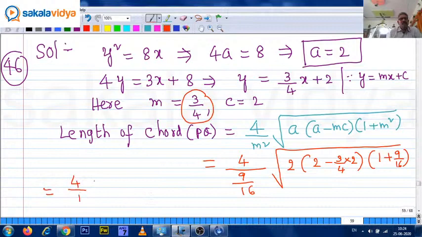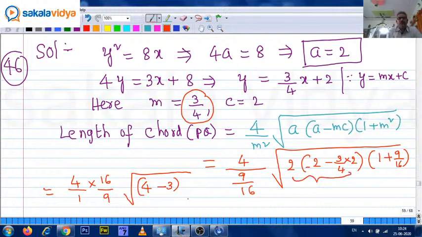4 upon 1 times 16 upon 9, root of 2 into 2, 4. Okay, now what do you get here? This 2 into 3 by 4 means 2 gets cancelled, 2 gets cancelled. We have minus 3 only. If you open this bracket, you get 4 minus 3. This will be 1 plus 9 by 16, which is 16 plus 9, 25 upon 16. This will be 1, leave it now.